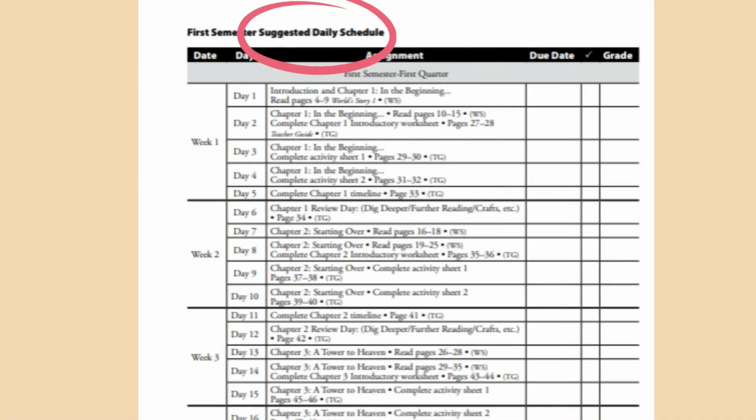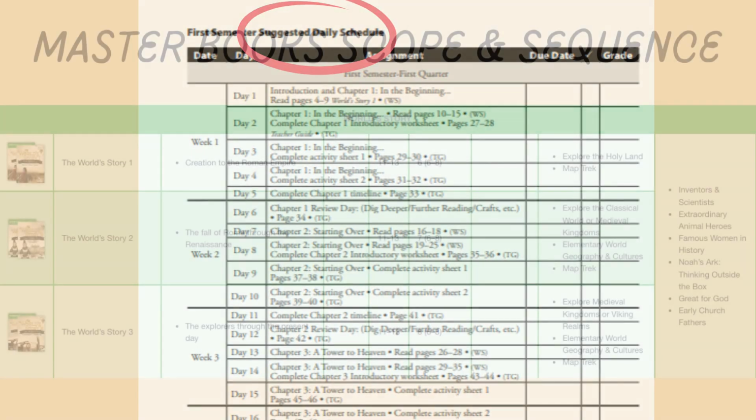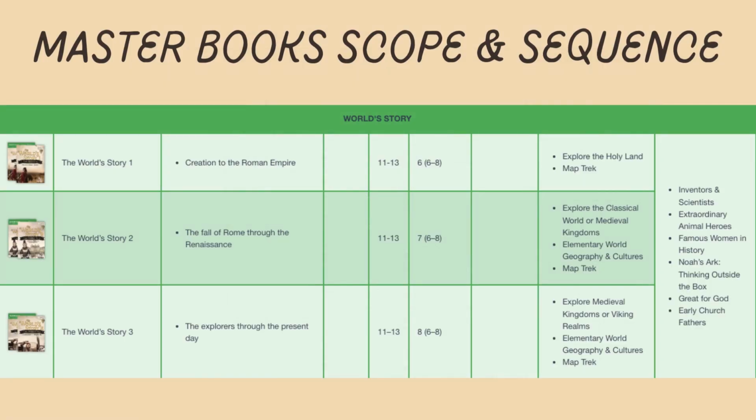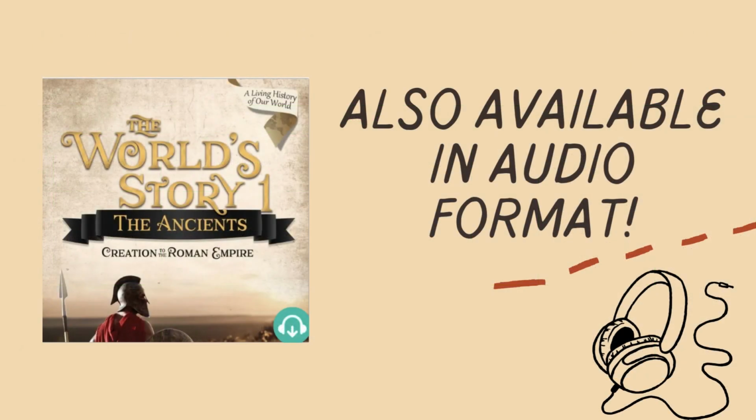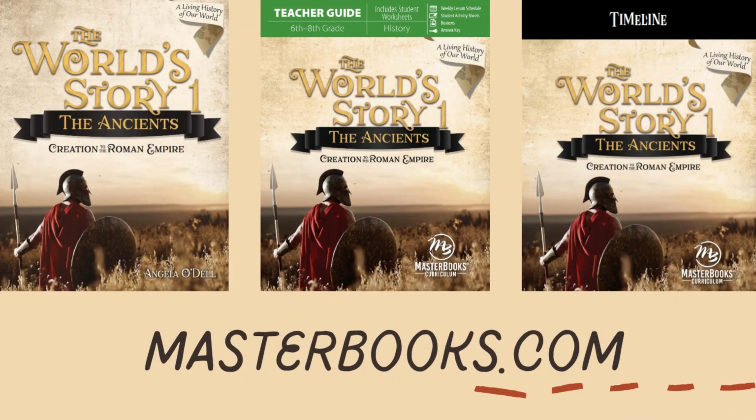The daily schedule is suggested and adaptation is encouraged. Many Master Books families adapt each chapter to fit within a 4 or 5 day school week, changing up the reading and worksheet assignment order and/or combining assigned days. You will find additional resource suggestions within the Master Books scope and sequence, which is available at masterbooks.com. World Story 1 is available in audio format and is easy to download.